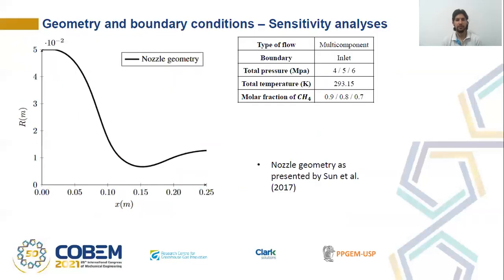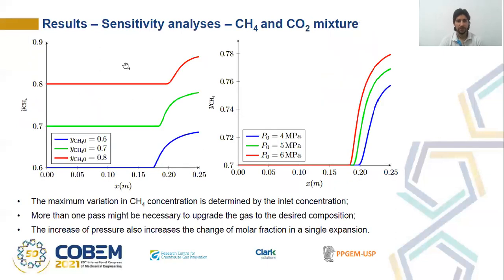After the validation of our model, we carried out some sensitivity analysis. For that, we used the nozzle geometry presented by Sun in 2017 and used the boundary conditions shown here in the table. As you can see, we used three different total pressure values and also three different molar fraction of methane values. The results of our sensitivity analysis are presented here.